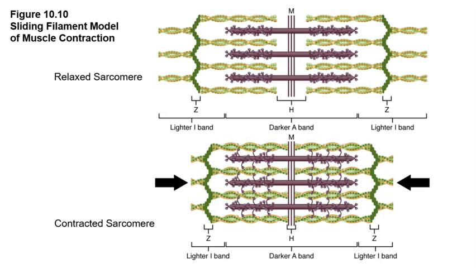And this is ultimately what generates muscle tension, as there are thousands or even hundreds of thousands of sarcomeres within each muscle fiber. And when they're contracting, they would be doing this simultaneously.